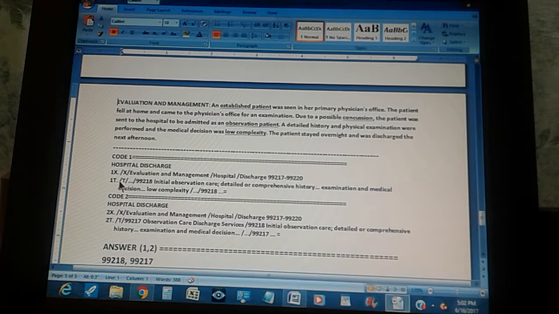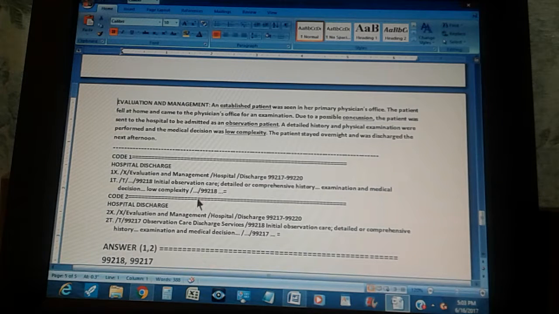So we're going to start. First you go to tabular. Then you keep on going. We're not going to do it one by one, but we'll show you the important ones. So 99218 is what? Initial observation care, which is our case. Detailed or comprehensive history, and that is our case too. Examination and medical decision, low complexity. The examination and medical decision are low complexity, right? And that's when we get the first code.